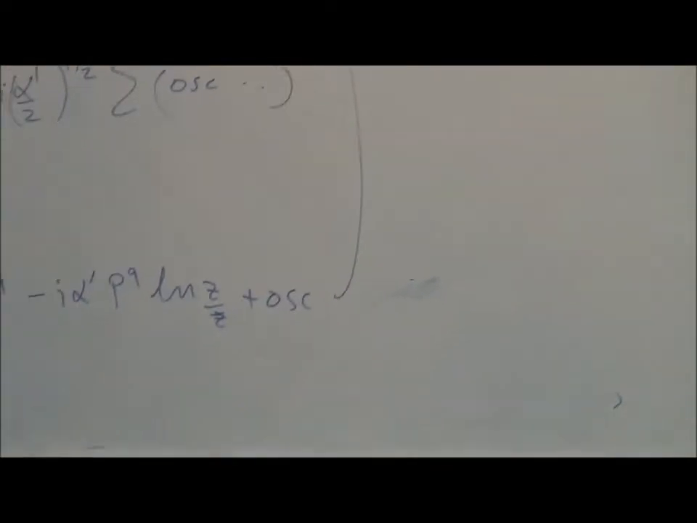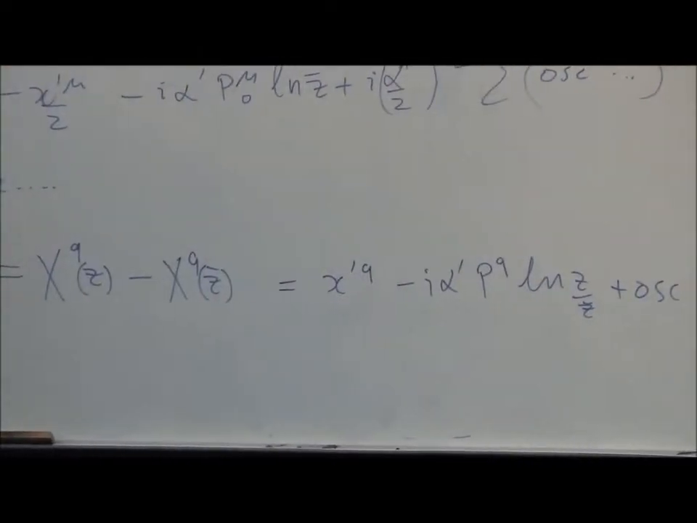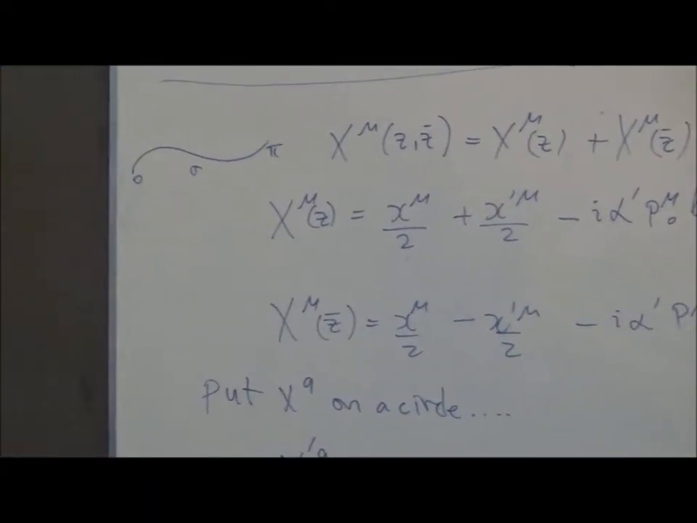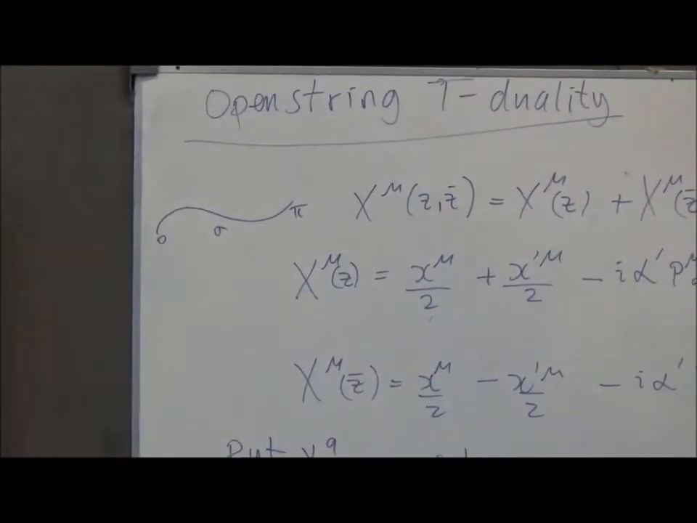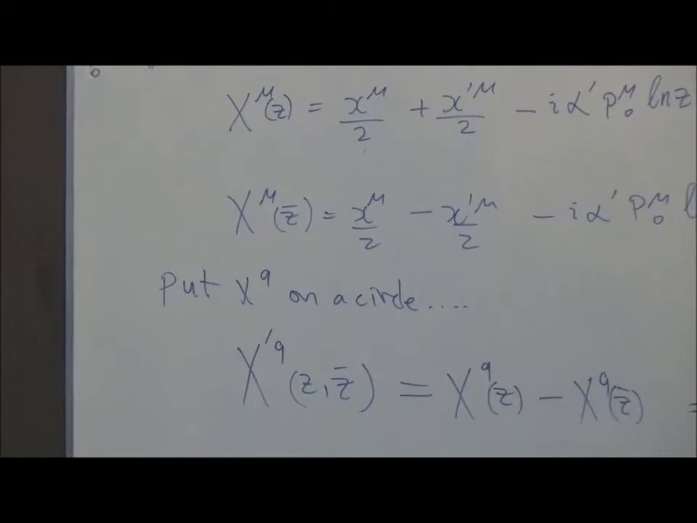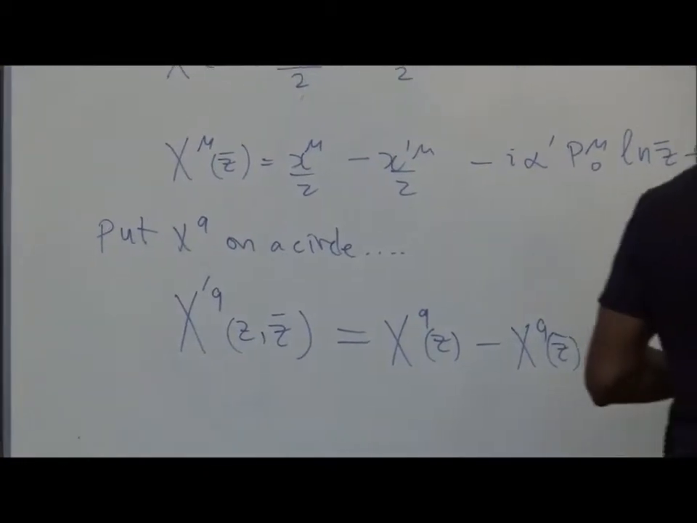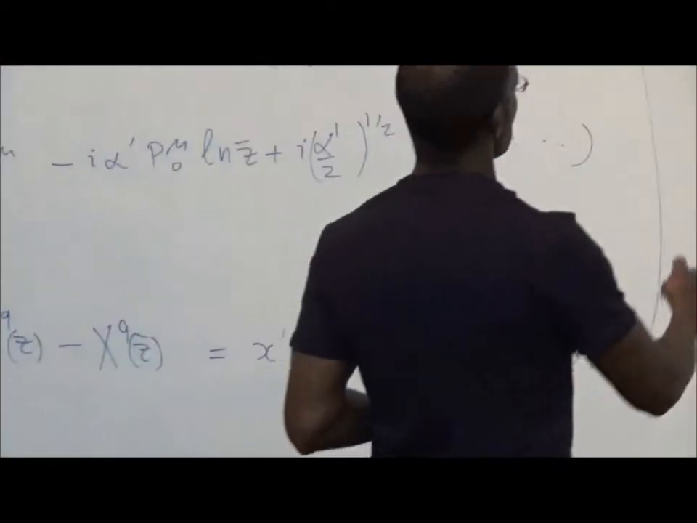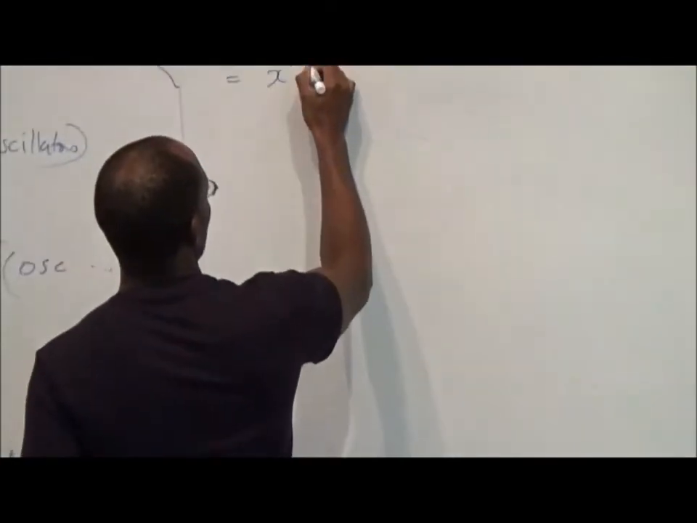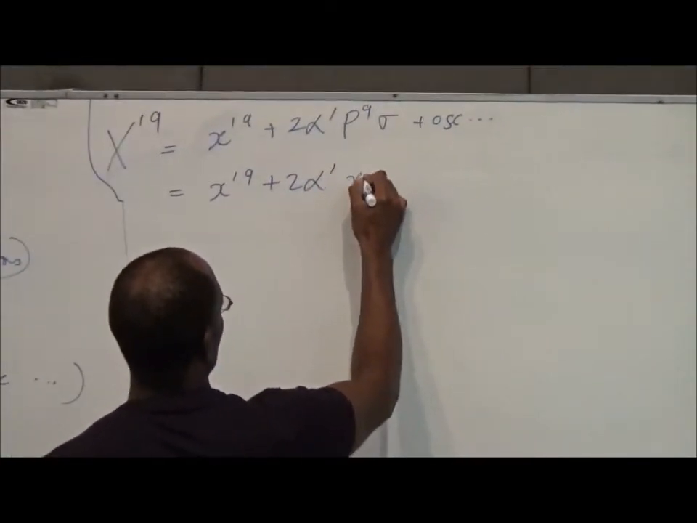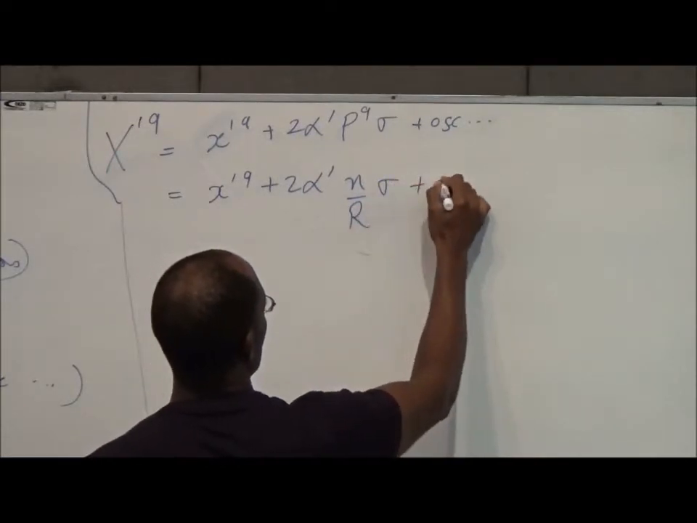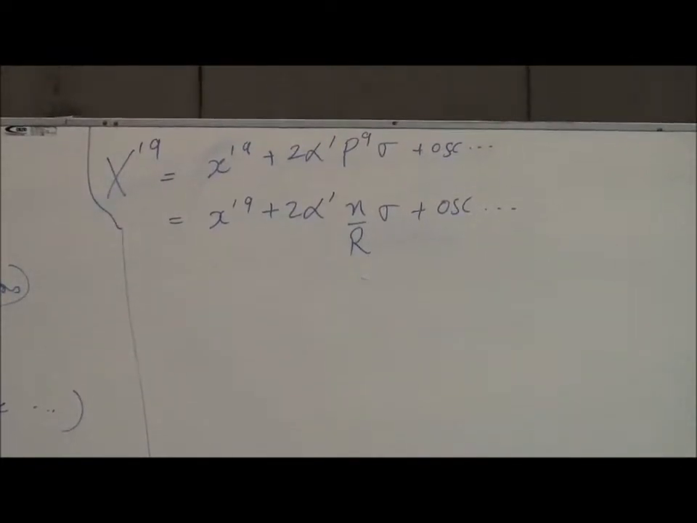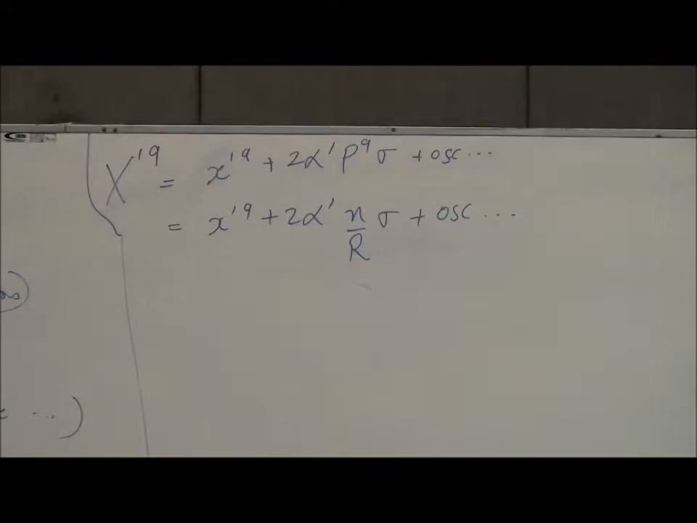Sigma, recall, is telling me where I am along the string, going from 0 to pi. And so that's kind of nice. Okay, and then because we have momentum on a circle that's quantized in units of n over r, we can write finally this. I'm going to do one more step in a moment, but let's just admire our calculation.